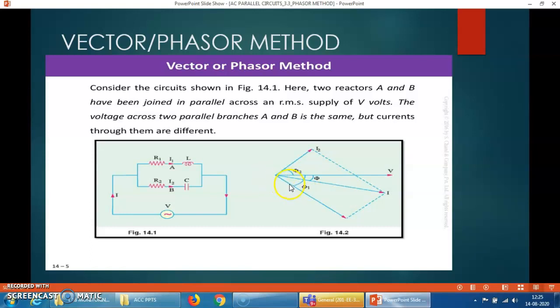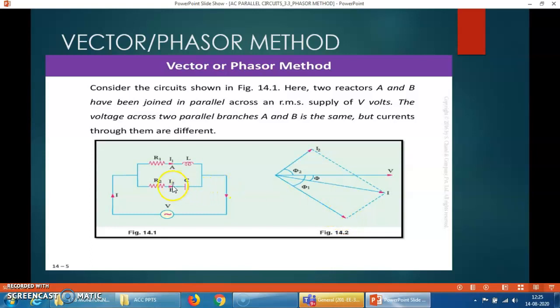So this shows the current I1 in the fourth quadrant. See here, it is the current I1. I1 lags behind the voltage by an angle of phi 1. So you have to draw the vector. If I say O is the origin, draw the vector OA at a lagging angle of phi 1, which makes the angle phi 1 with the voltage V, and it is a lagging angle. So this vector is shown in the fourth quadrant.